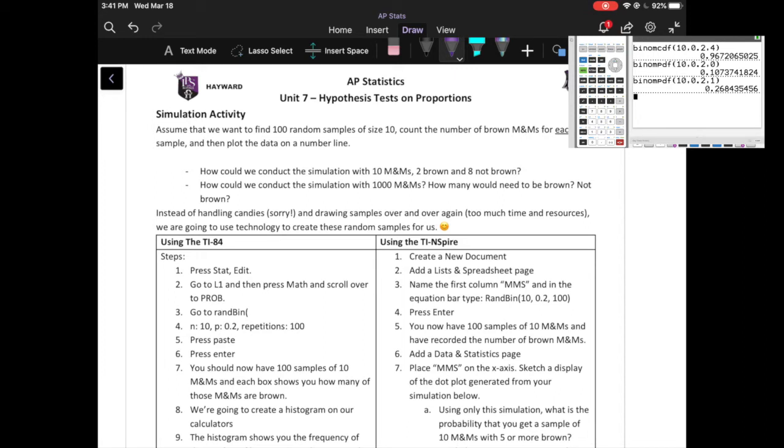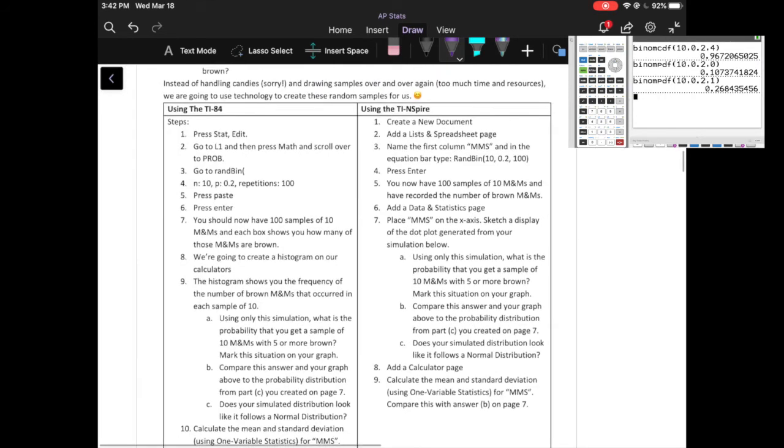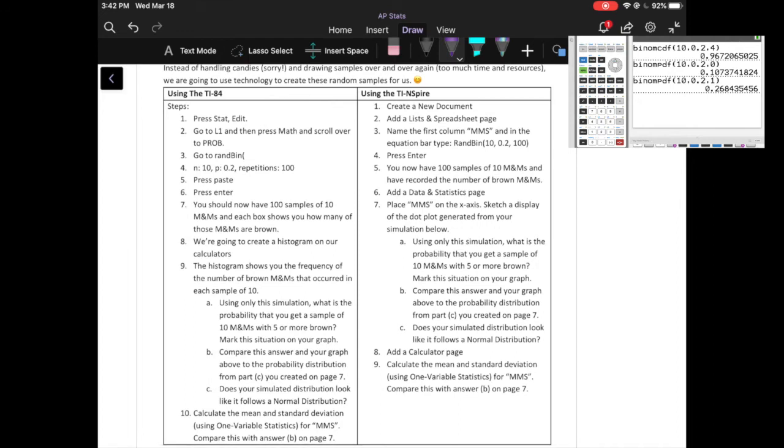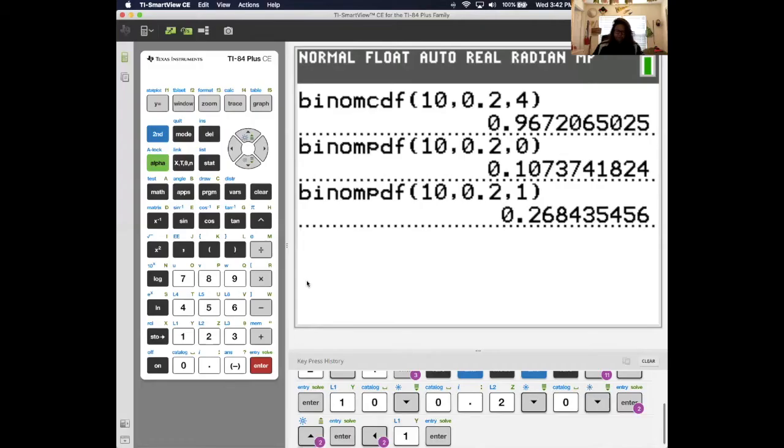Instead of handling candies and drawing samples over and over again, we're going to use technology to create the random sample for us. So I've gone ahead and typed up the steps for the 2 different calculators. I'm going to show you what to do for a binomial, for a TI-84. And if you have a TI Inspire, go ahead and just follow along with your notes.